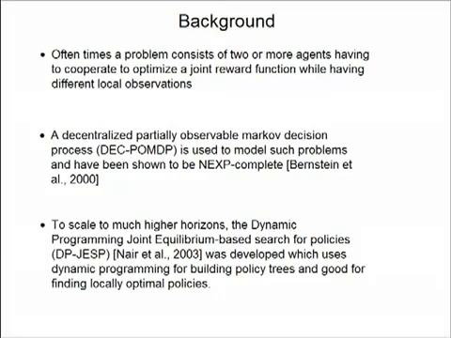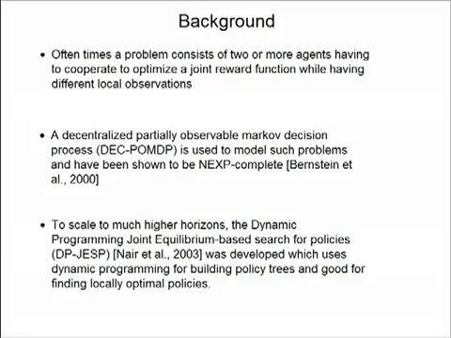Oftentimes, there are problems involving two or more agents who all have to cooperate together in order to achieve a goal. However, each agent makes his own independent private observations, while at the same time, they all have to contribute to obtaining the highest possible shared reward. A decentralized partially observable Markov decision process is used to model such problems.